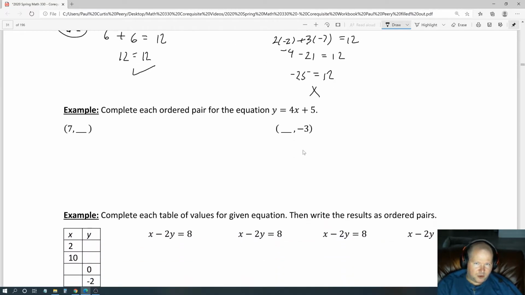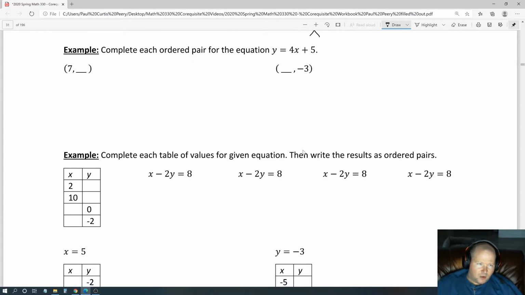Let's try a couple more. Now, in this case, what if instead of giving us an ordered pair, they just give us one value? Well, we plug in what we know, and we solve for what we don't. So in this case, it's y is equal to 4 times x, x being 7, plus 5. Therefore, y is equal to 4 times 7, or 28, plus 5. And now we say 28 plus 5 is 33. So now we put the 33 right there.